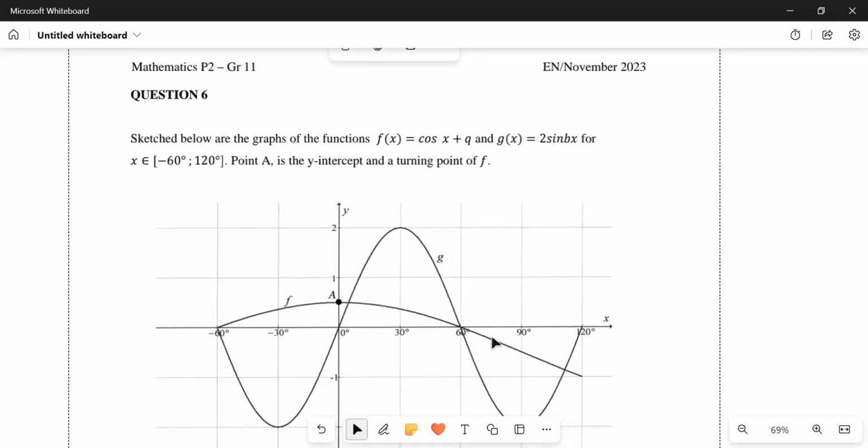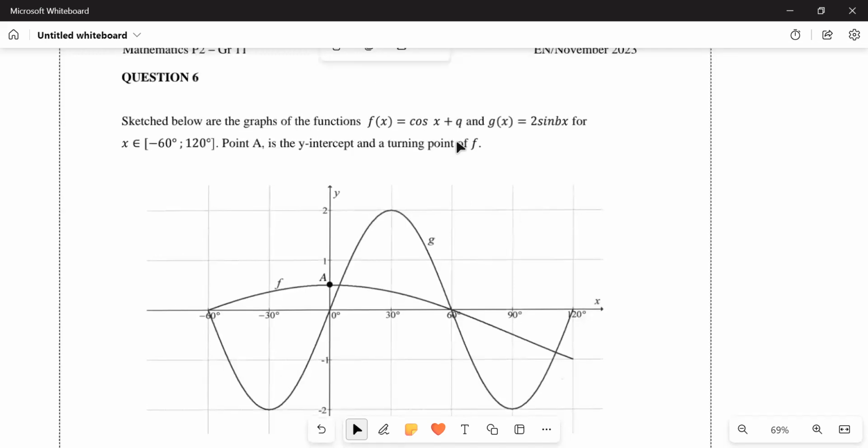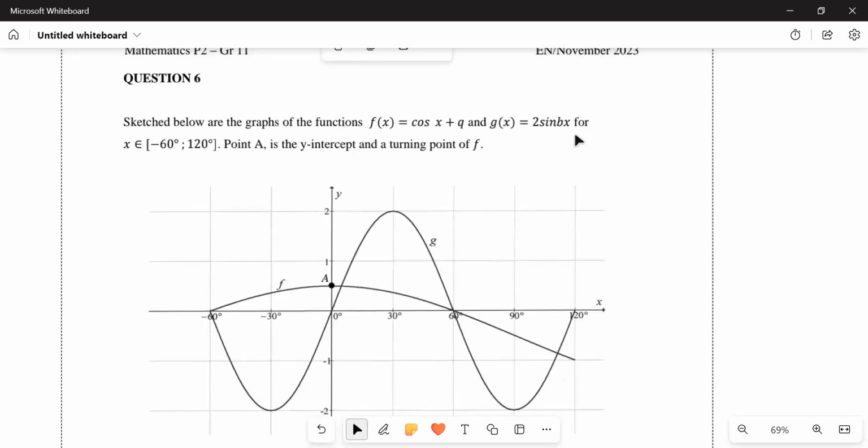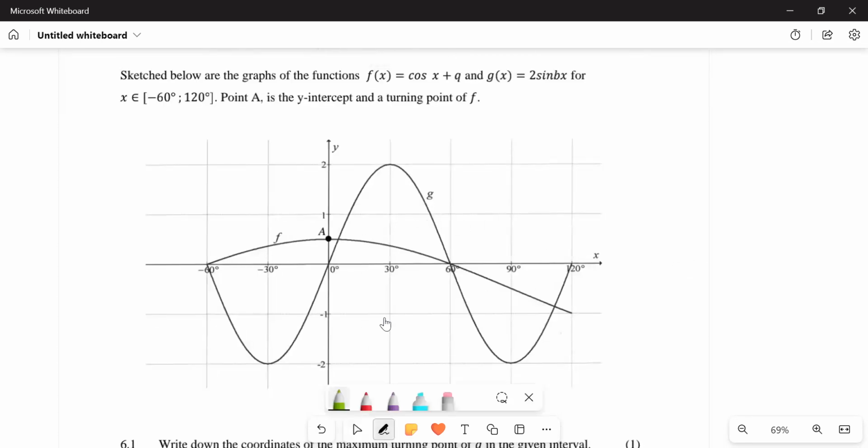Just below it is f of x and g of x. And then, sketched below are graphs of f of x, which is the cos graph, and g of x, which is a sine graph, where x is an element between -60 up until 120. What you want to do is to check what the critical values are here. These are the important points.